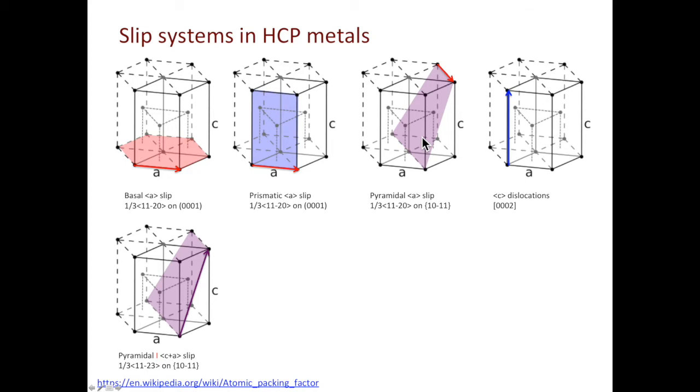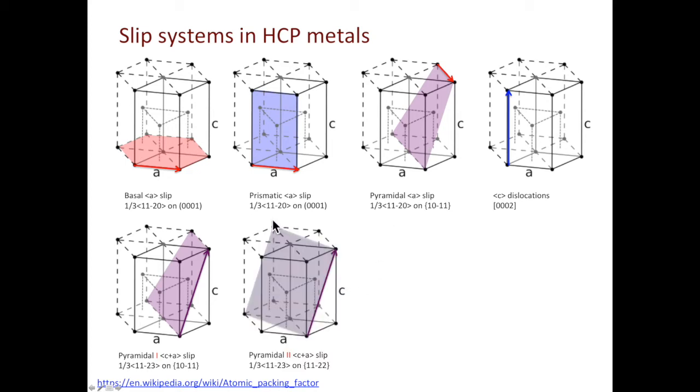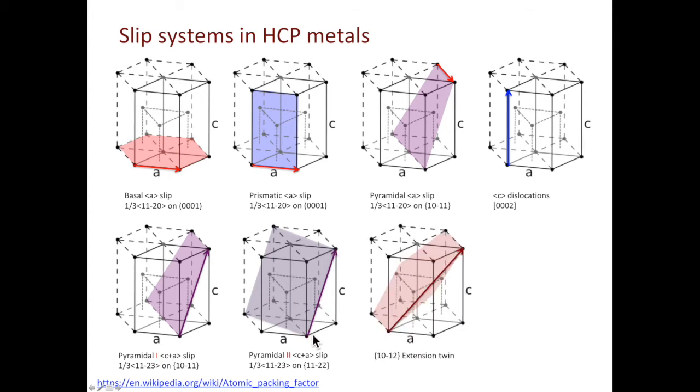C plus A dislocations can also glide on the 112/2 plane. These C plus A dislocations are called the pyramidal 2 C plus A's. Note, both pyramidal 1 C plus A and pyramidal 2 C plus A have the same Burgers vector.